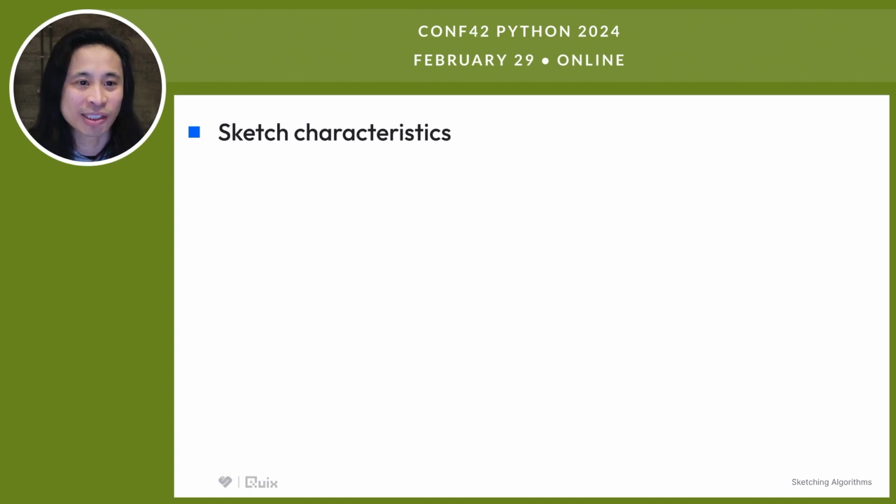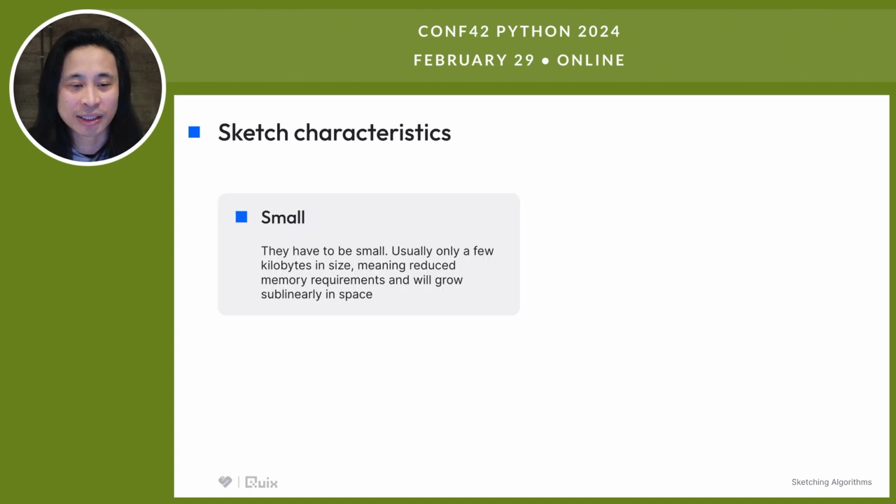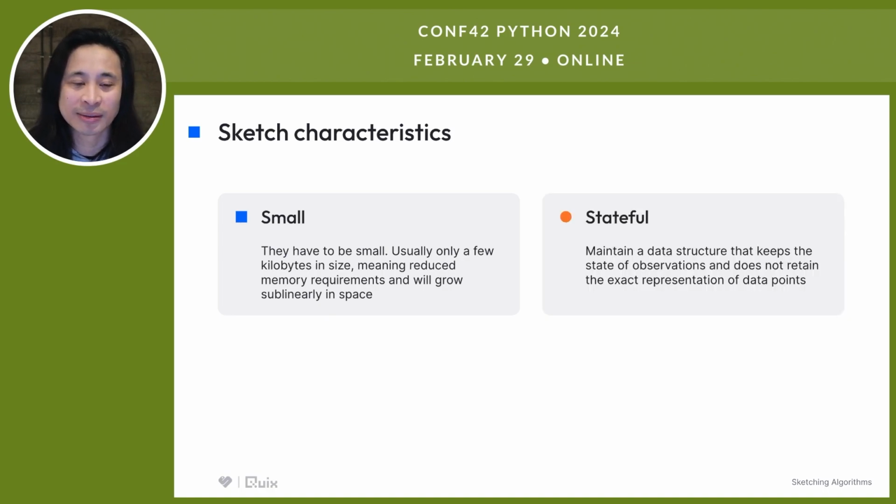And here are some characteristics of sketches. The first is that they're small, and they have to be small, usually only a few kilobytes in size, meaning that they have reduced memory requirements and will grow sublinearly in space. They're stateful, and they maintain a data structure that keeps the state of the observations. So every data point that comes in isn't retained in its exact representation.